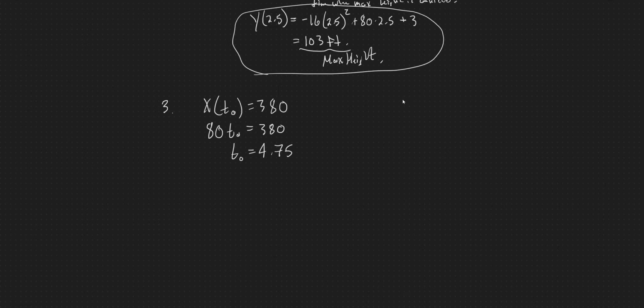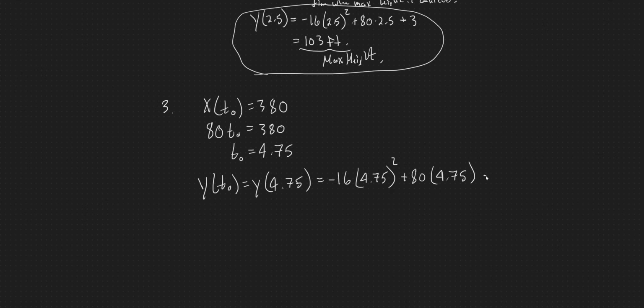Cool. What now? Now, again, I want to test whether y of t naught is greater than 20 or not. So what is y of t naught? Now that I know what t naught is, I can say, what's y of 4.75? That's minus 16 times 4.75 squared, plus 80 times 4.75, and then plus 3, which was my y equation. Let's plug that in and see what we get.